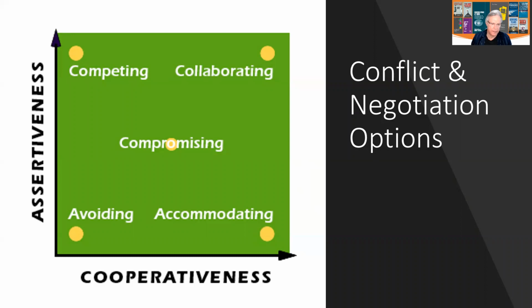Now, across the bottom, you might say, well, hang on, how could it possibly be low on cooperativeness? Because the whole purpose of avoiding is so that I don't cause a problem. Well, you're not making much attempt to be cooperative either, are you? So by not engaging in the conflict, it's actually over on the left-hand side. So basically, you're not doing anything, in other words.